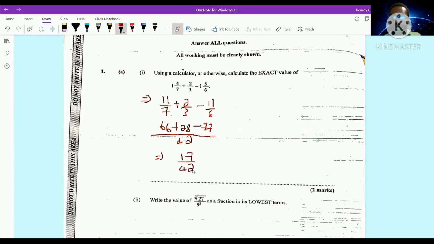Now, can this be broken down? No. Here's the knowledge that we can use. We know that 17 is a prime number, right? Which means that if 17 can go into 42, then of course there's no other factor that can break down the two of them, right? And we know that 17 can go into 42. If you're not sure, you can also put this inside of your calculator, 17 over 42, and see what happens. Okay. I'm going to scroll down now to 1A part 2 and see what happens.